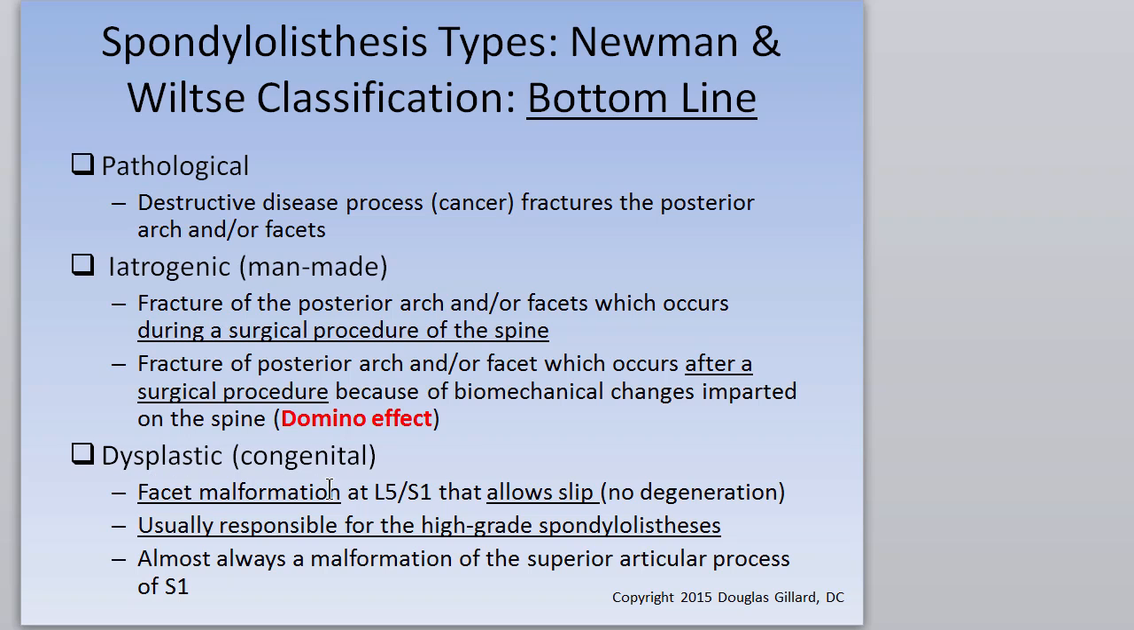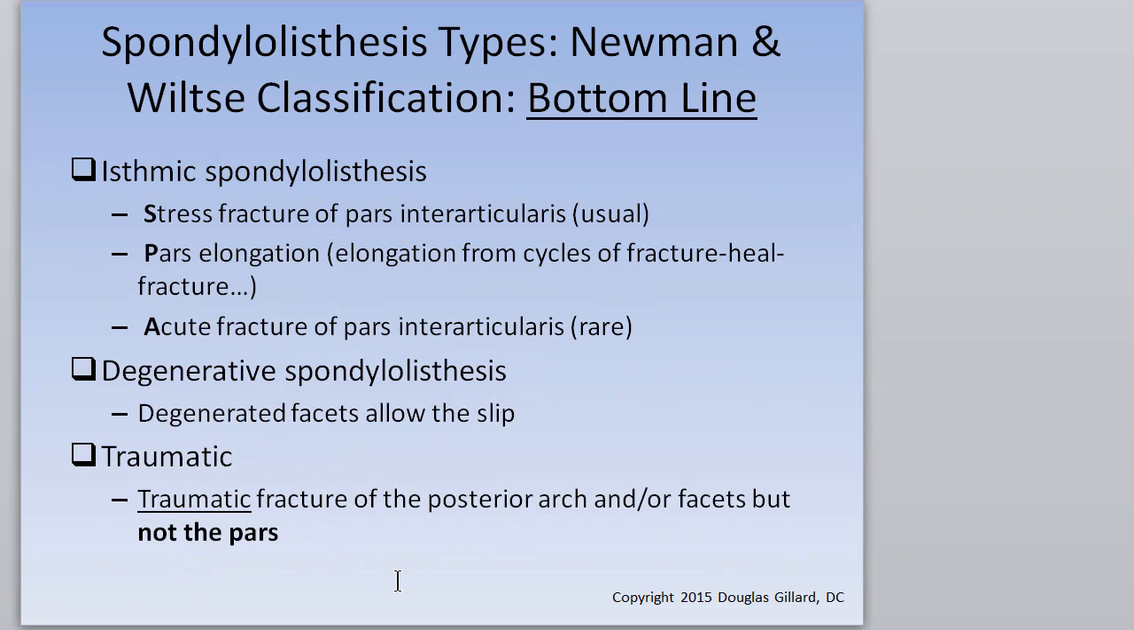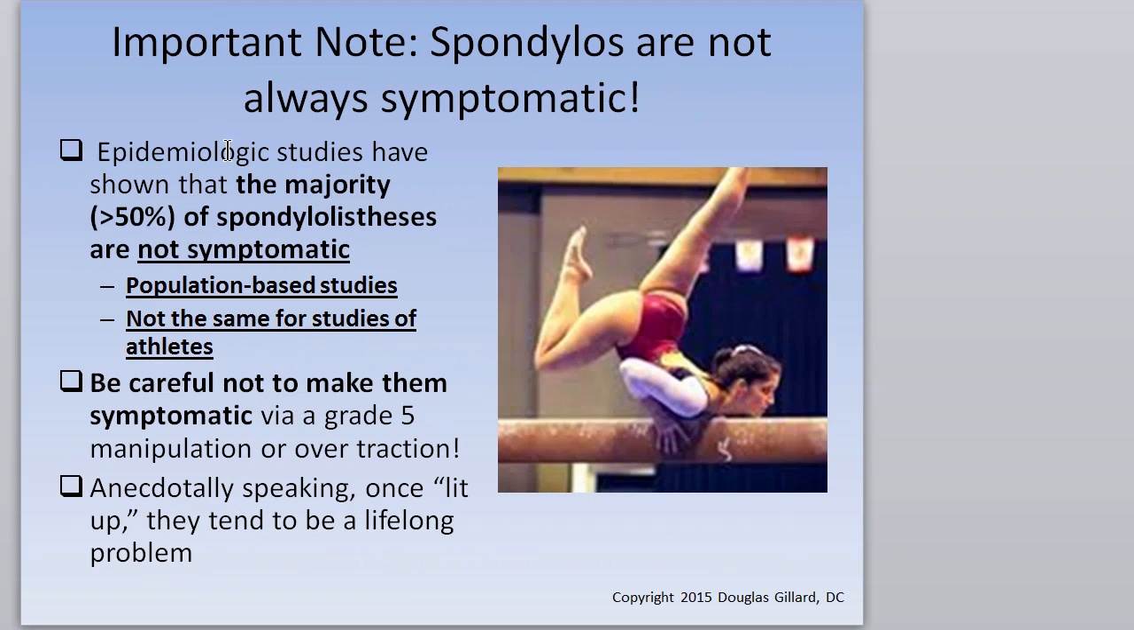Dysplastic, no, those are the big ones, right? Those are the grade 5s. I know what's a grade 5. Know that spondylolisthesis is almost always a malformation of the superior articular process of S1. And degenerative spondylos, they never go more than about 30%, right? Definitely know that. And know these population-based epidemiological studies.